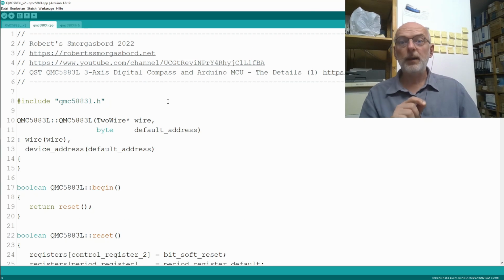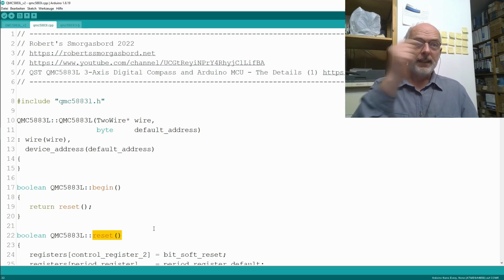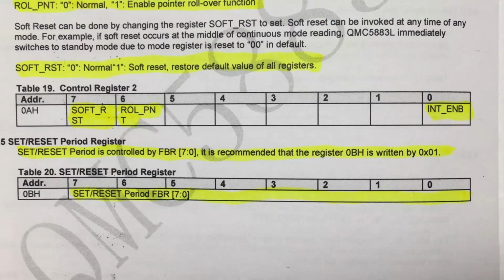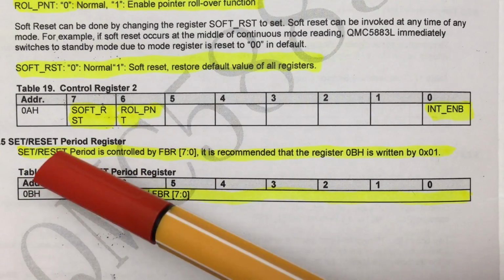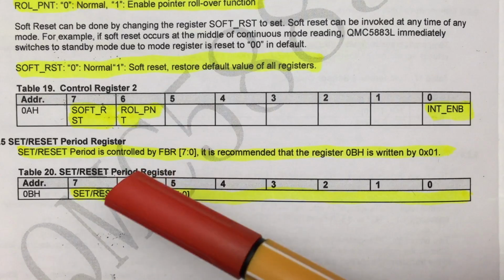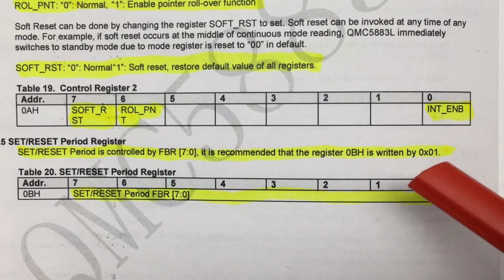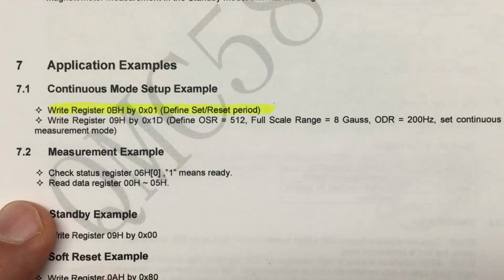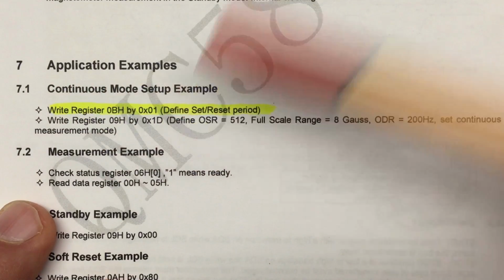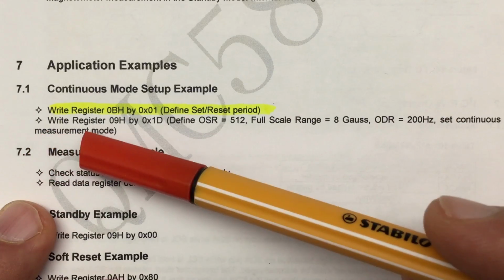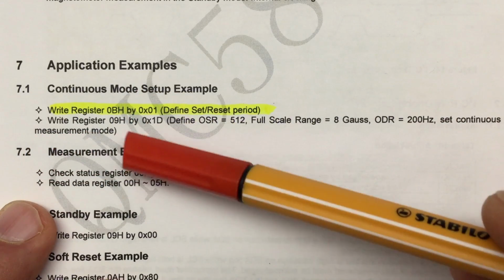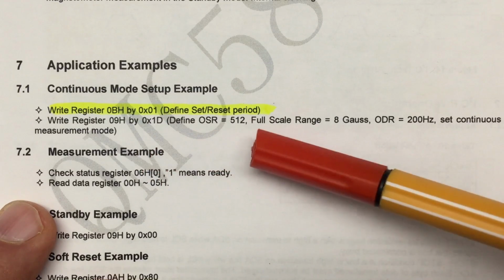In the CPP file, we have another change, the third, and it's in our reset method. But before we have a look at that, we have a peek into the datasheet. In the first part, I told you I cannot find any information about what that period register exactly does. However, it was recommended to write a 1 into it. And within the application examples, here the continuous mode setup example, we find a line write register 0BH, so our period register with 1 defined set reset period.